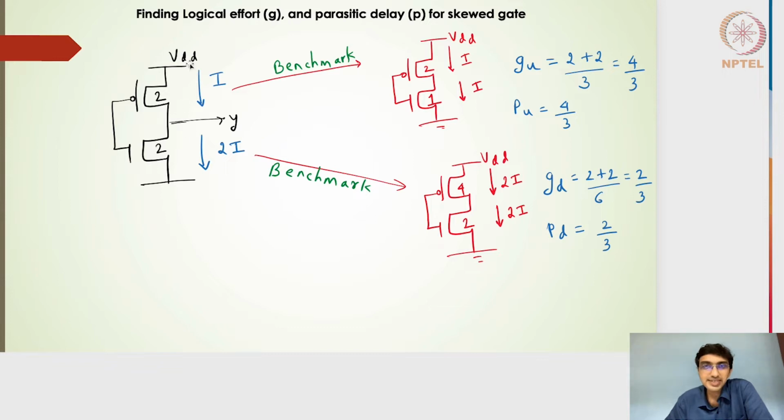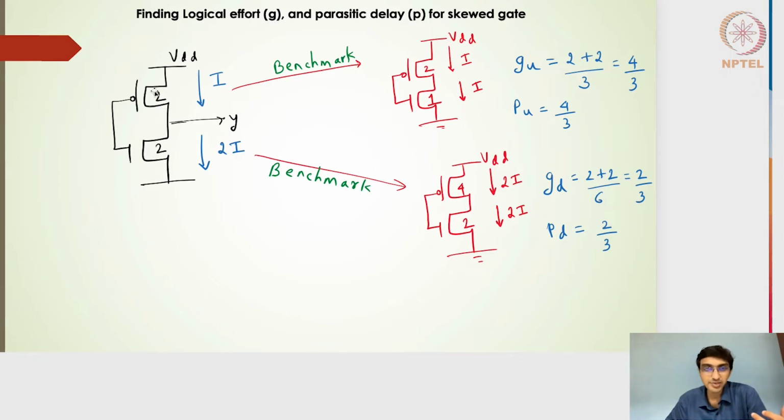What we had been saying is, for any gate, if I want to find out the logical effort or the normalized parasitic delay, we set up a benchmark inverter. And we used to say that the benchmark inverter's current should be the same as that of this particular gate's current. In this case, because it is a skewed inverter, the current strength of the PMOS will be different than that of the NMOS.